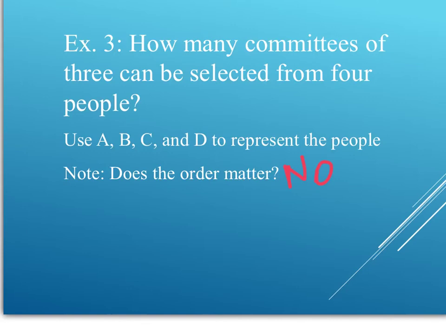But since the order does not matter in this situation, we're going to be using a combination. So we're going to be plugging into our combination formula. N is 4, and R is 3, because that's the number of people I am selecting. And we're just going to substitute those values in for our N and R in our formula for a combination. So here I've substituted all those values that are necessary.